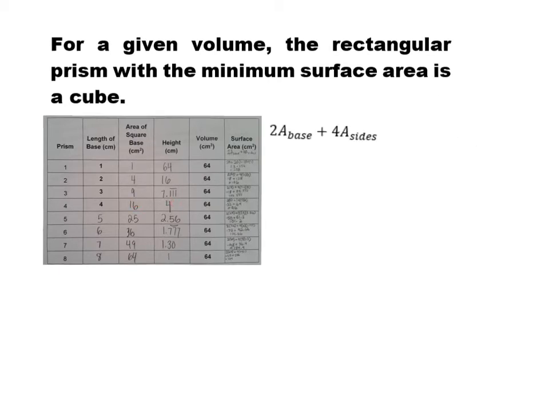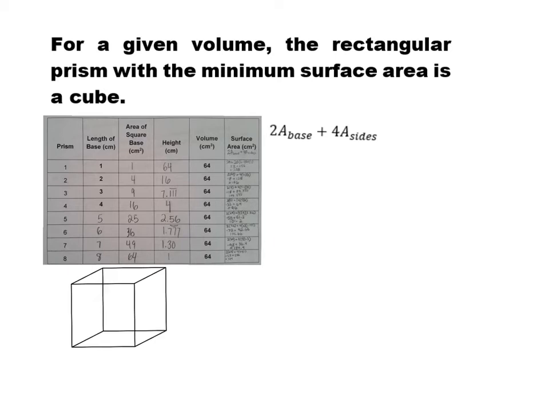To calculate the surface area, you substitute the values you have put in the area of the base and height columns, here and here, into the surface area formula. In this case, it is easiest to use the surface area formula 2 times the area of the base plus 4 times the area of the sides.